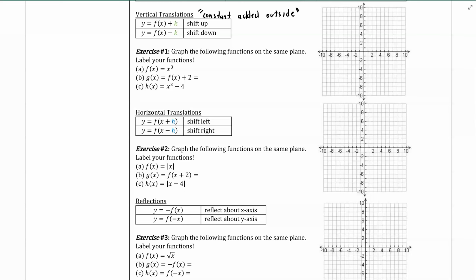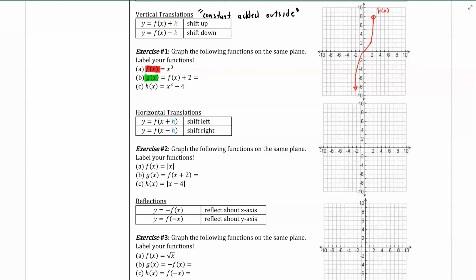First of all, consider the graph f of x equals x cubed. So I'll go ahead and use red for this. And here's a really quick sketch of the parent function. So g of x then, notice that I have f of x followed by a positive 2. Notice the placement of the positive 2 is not inside the parentheses, it's, quote, outside the parentheses.